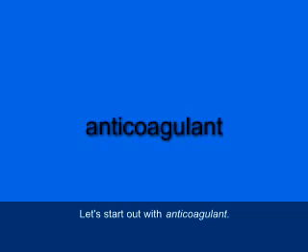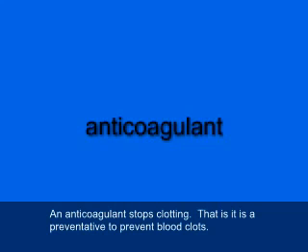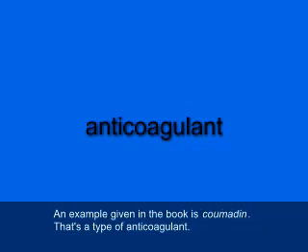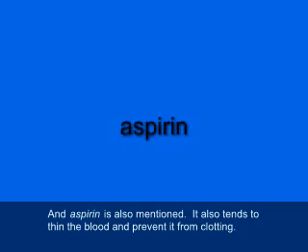Anticoagulant. An anticoagulant stops clotting. That is, it's a preventative to prevent blood clots. An example given in the book is Coumadin. That's a type of anticoagulant. And aspirin is also mentioned. It also tends to thin the blood and prevent it from clotting.